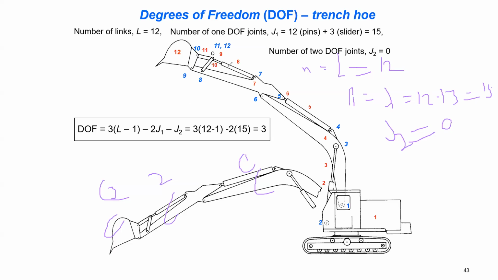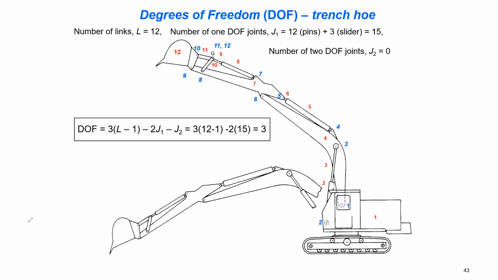So we've seen the joints. The joints are the ones in blue. This is a joint. This is a joint. These are the joints. And then I added the sliders. So now, when we put in our degrees of freedom, we have 3 into L minus 1 minus 2 J1 minus J2. But our L is 12. Our J1 is 15. So realize that our trench hole has 3 degrees of freedom. Please make sure that you know how to locate these degrees, because that can be a mark somewhere, either in the test or in an exam.